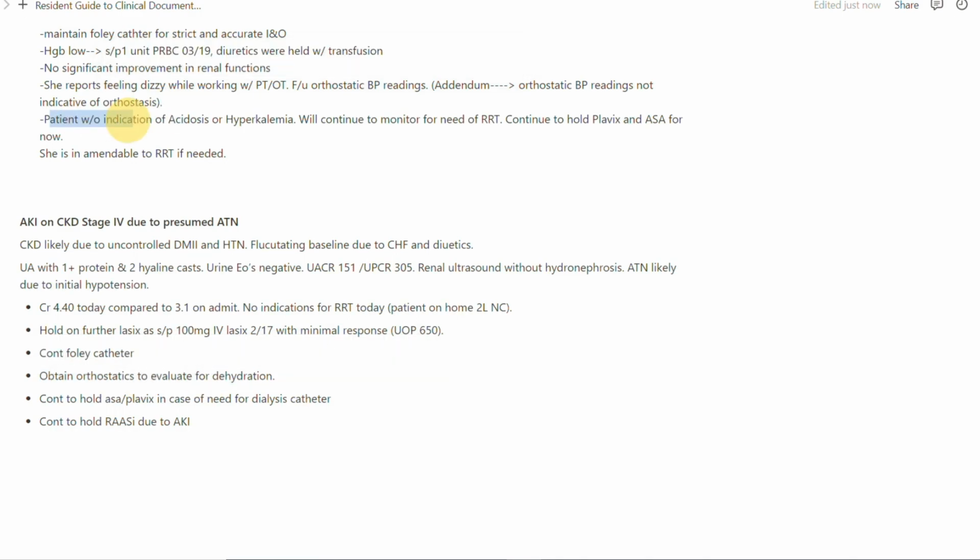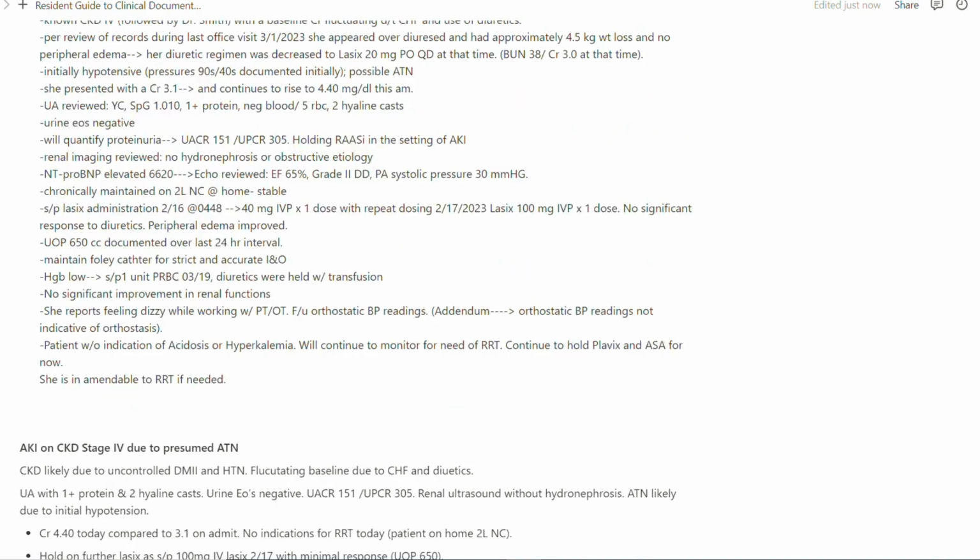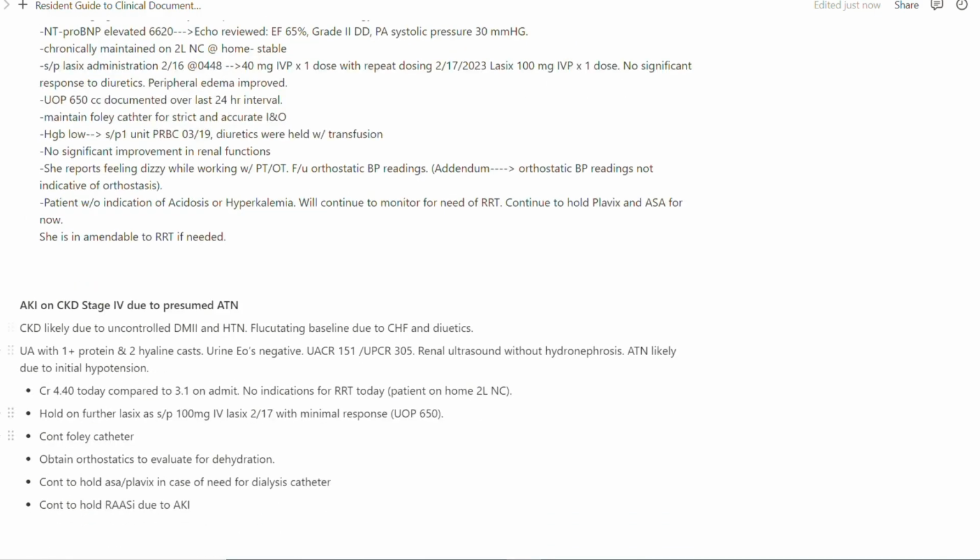And patient without indication of acidosis or hyperkalemia, will continue to monitor for need for renal replacement therapy, continue to hold Plavix and aspirin. So again, we kind of talked about that up here, no indications for renal replacement therapy, and then continue to hold Plavix and aspirin. And now what I'm inferring here is that they may continue to hold it in case of need for dialysis catheter. So again, I don't want that buried in an assessment and plan. If I'm recommending that to the primary team, I want to make sure that's not buried. So again, I want that to be more visible here. She is amenable to renal replacement therapy.